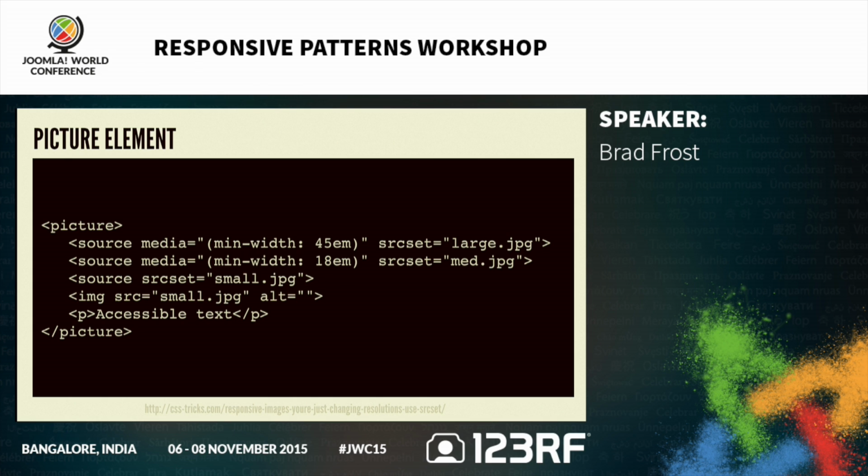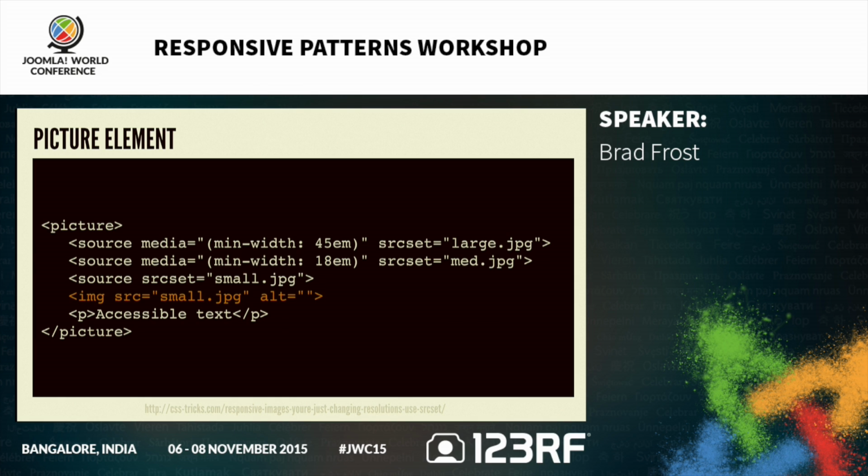This is a new HTML element called the picture element, and we have the picture, and then inside it we have different sources. So we say, okay, there's a picture element, and if the screen is 45 ems wide, we want to plug in the large version of the JPEG, okay? If the screen is 18 ems wide, we want to plug in the medium size image, right? And then by default, we want the small version of the JPEG. And then there's the fallback and accessible text in there.